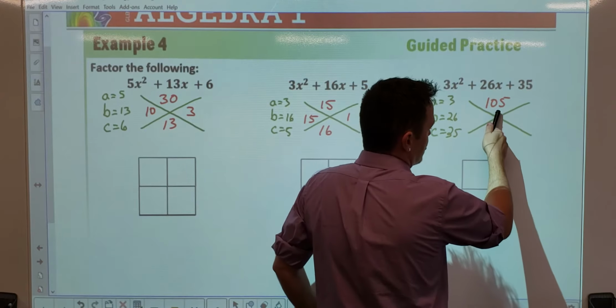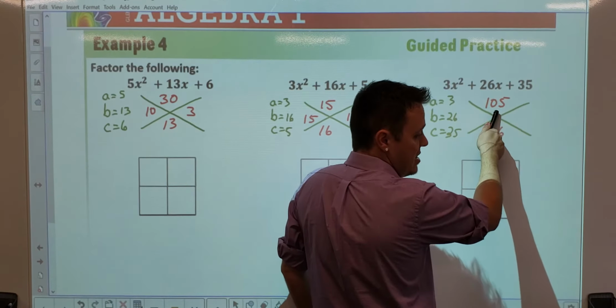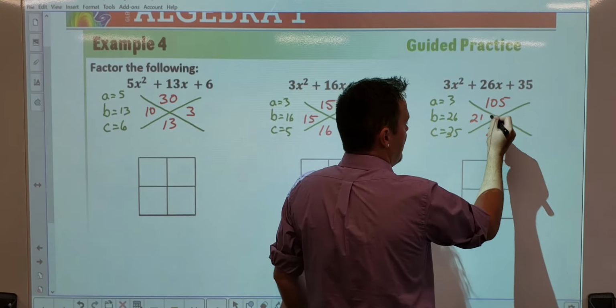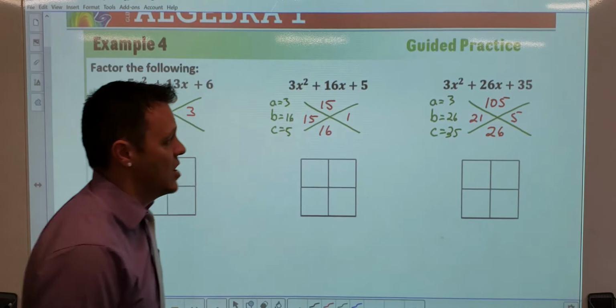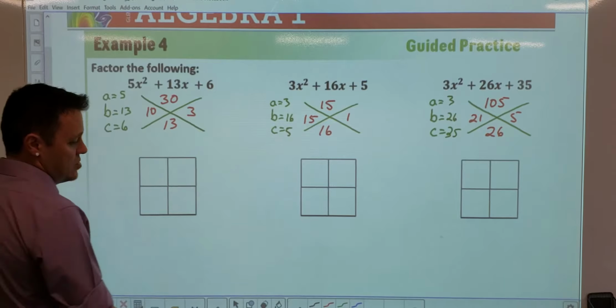And then this one is a little tricky. And I have a cheat sheet. I've already made it up, so hopefully you guys already have it. It would be 21 and 5, right? Well, 21 times 5 is 105. And you add those together, and that's what you get there.